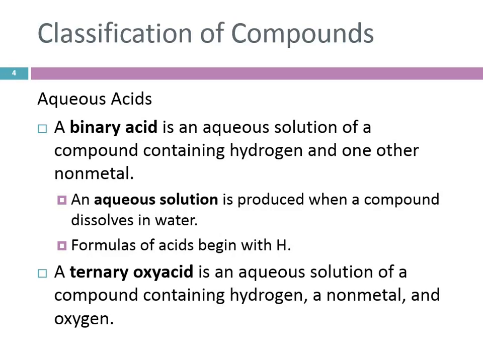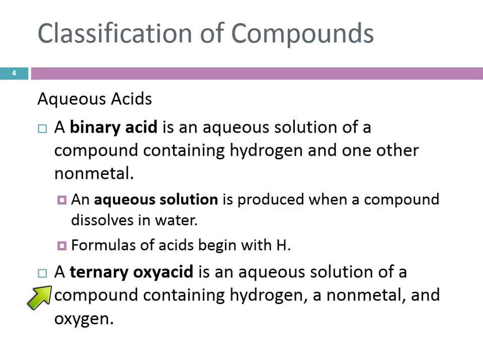What do we mean by aqueous solution? Aqueous refers to water, a little bit like the Spanish word agua, or you think about the aqueduct. What does an aqueduct have in it? Water, right? Well, at least we hope it has water in it. Maybe it doesn't now. Aqueous solution is a compound dissolved in water. And all the formulas of acids begin with H. So those are binary acids.